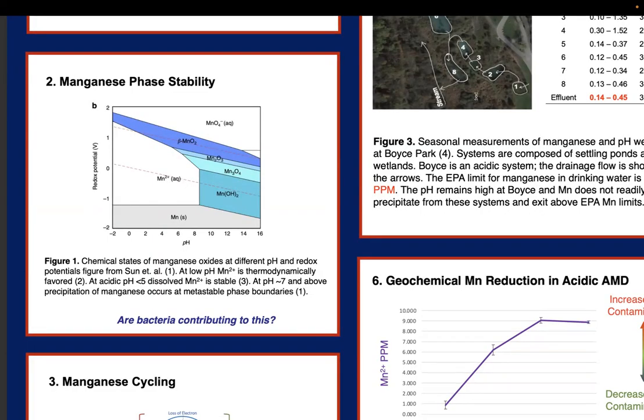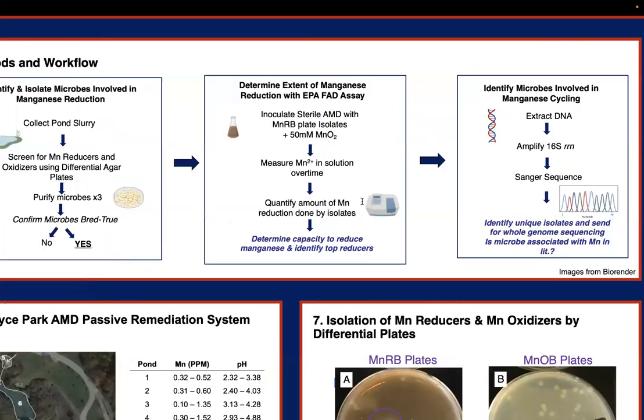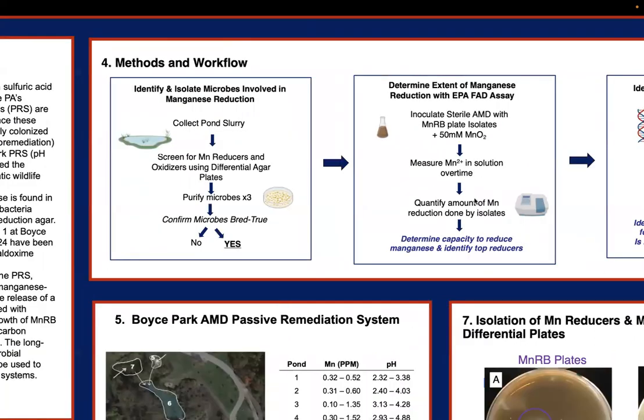To do this, we go out to our system and collect pond water slurry that we then bring back into the lab, and we plate on these special plates to identify isolates that are involved in manganese reduction or oxidation and confirm that they breed true. We then screen them in the EPA FAD assay, which measures the amount of manganese in solution, so we can see how much manganese reduction they're causing, as well as, in the future, send them for 16S sequencing.